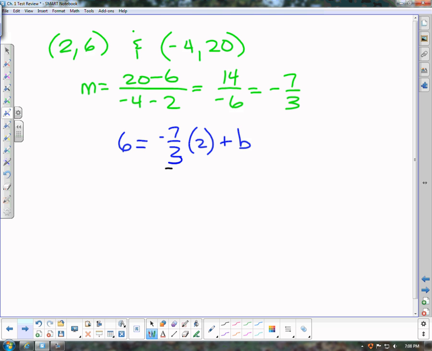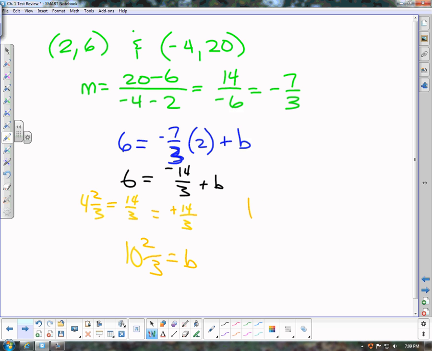Let's make that a 3 because that's what it's supposed to be. This is going to be negative 14/3 plus b equals 6. Add 14/3 to both sides. And 14/3 is the same as 4 2/3, so we are going to get 10 2/3 for our answer. And so the equation is going to be y equals negative 7/3 x plus 10 2/3. And if you want to leave this as 32/3, you can. Either way, it is fine.